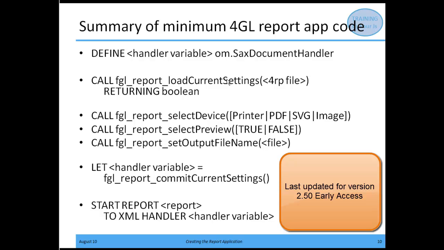So after we load the current settings, after we make any changes to how we want it to be output, we can then let our handler variable equal to FGL report commit current settings. This commits the current settings, and it's these settings that are going to be used by our Genero report engine. We can then start our report. We give the report block name to our XML handler, and we give the handler name.